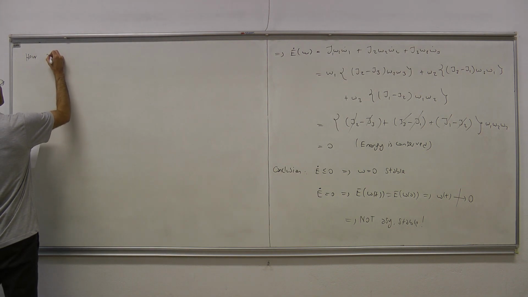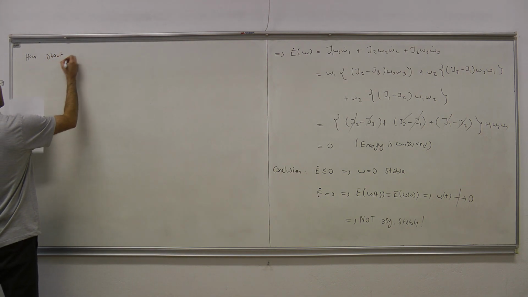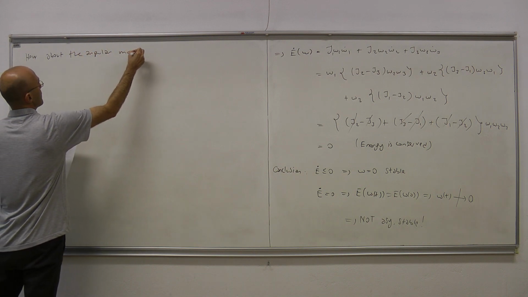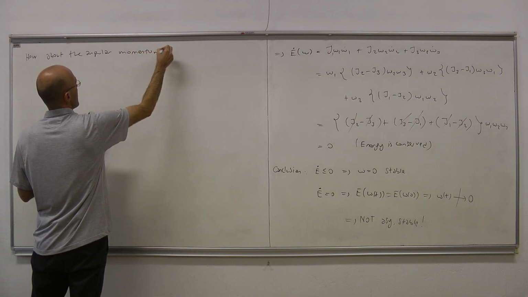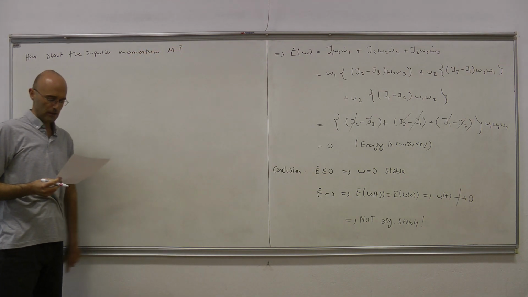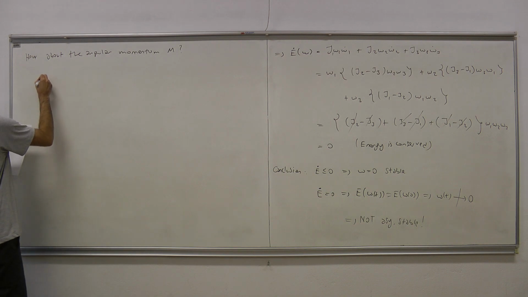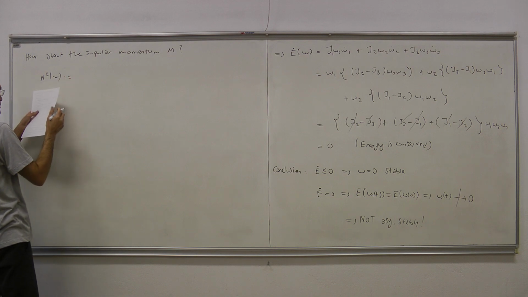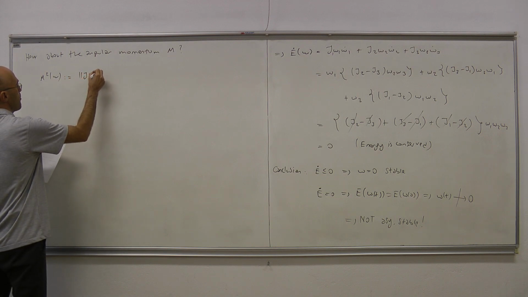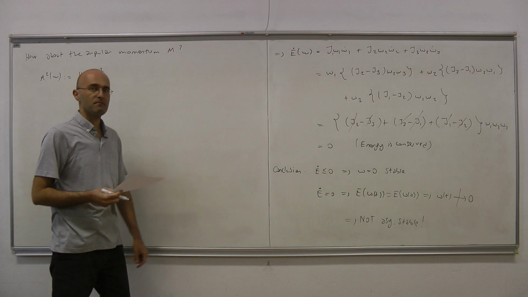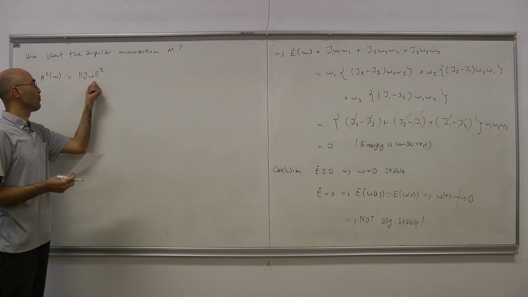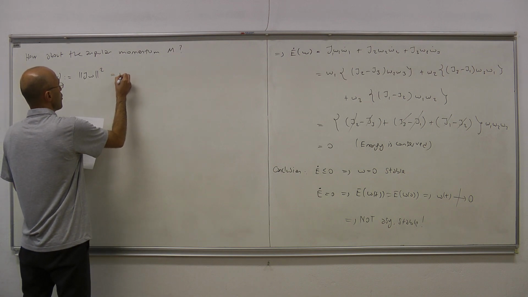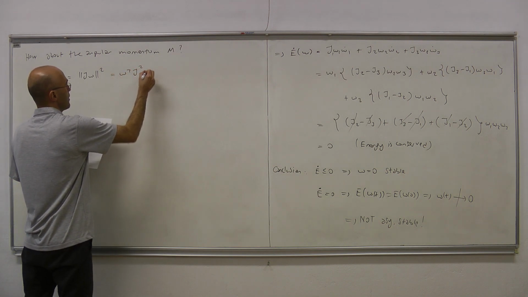How about the angular momentum? Okay, let's call it M. I'm going to give the definition of norm square of angular momentum as follows: J omega norm square. J is our inertia matrix and omega is our angular velocity vector. And this thing can be written as omega transpose J square omega.